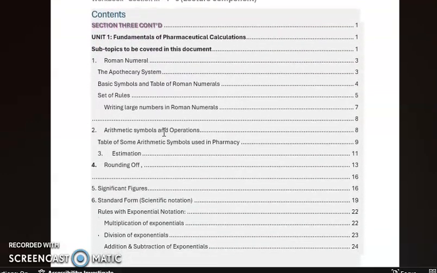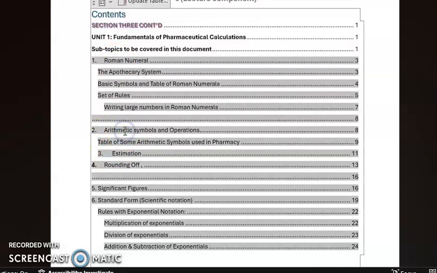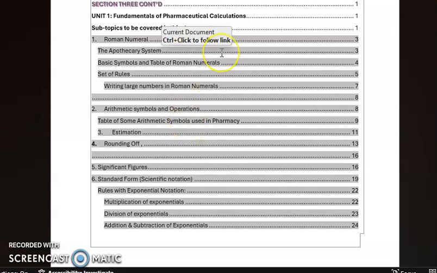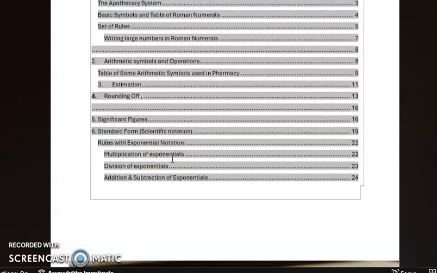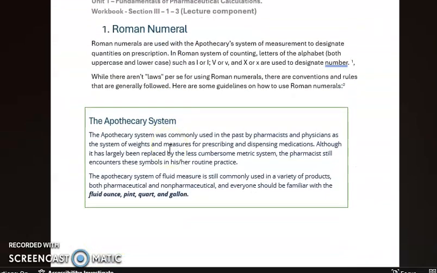Now, the 6 subtopics, Unit 1 is very broad because it's assuming that you'd have had these foundation from CXC or A-levels coming into us. So the subtopics are Roman numeral, knowing your symbols, which is multiplication, division, addition, estimation, rounding off, significant figures, and standard form or scientific notation. Now, let's start with Roman numeral. I'm going to zoom in a little bit.